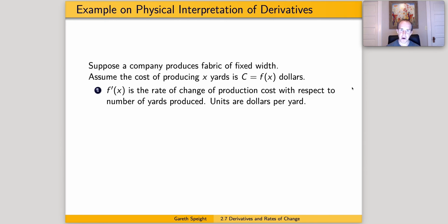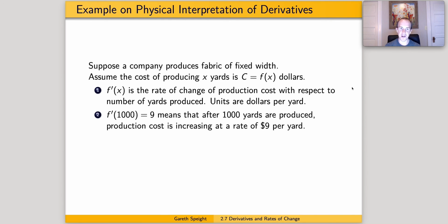Right, so if f prime of x is very large, then the production cost is increasing very quickly. If f prime of x is very small, the production cost is increasing only a little as we produce more and more yards. And okay, what are the units? Well, we said the units for the derivative should be the units for the output divided by the units for the input. So the input is in yards, the output is in dollars, so the units for f prime should be dollars per yard, right? Output divided by the input.